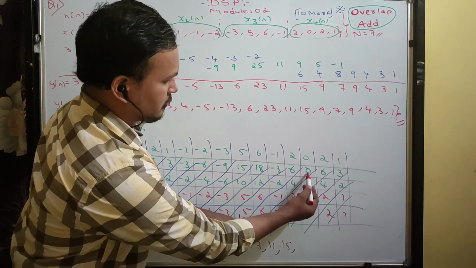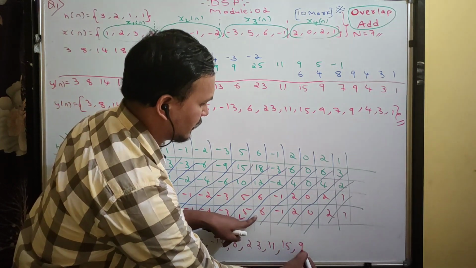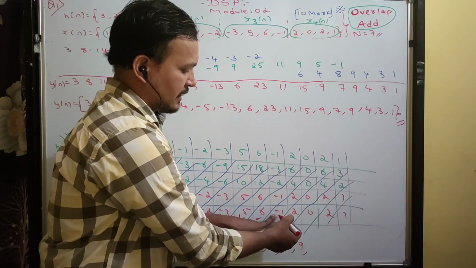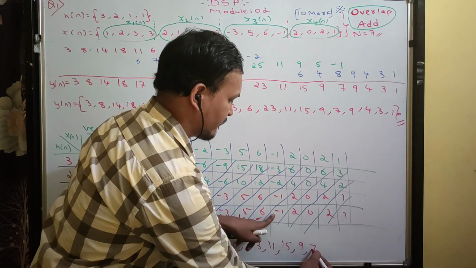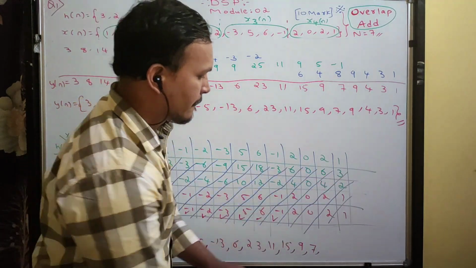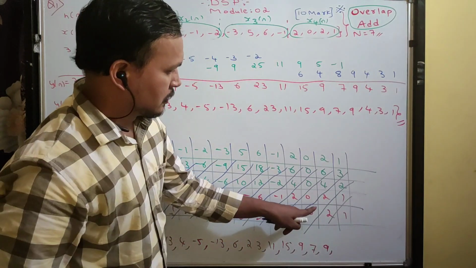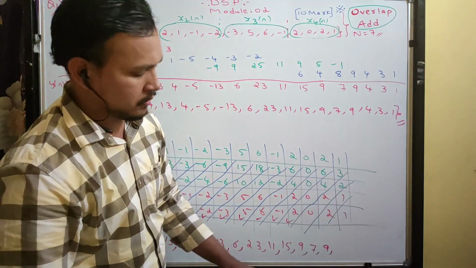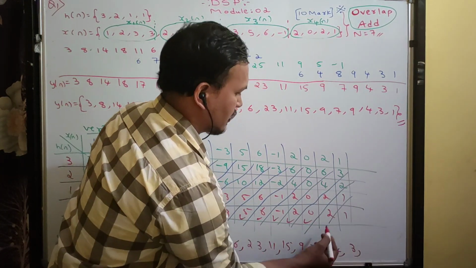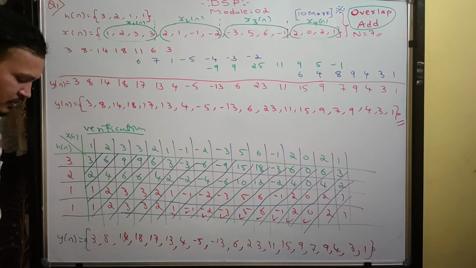Next, 0 plus 4, 4. 4 minus 1, 3. 3 plus 6, 9. This is also over. Next, 6 plus 2, 8. 8 minus 1, 7. So over. Next, 2 plus 4, 6 plus 3, 9. So it is also over. Next, 0, 2 plus 2, 4. Okay, it's over. Next, 2 plus 1, 3. Last one is 1. See, we got same output.